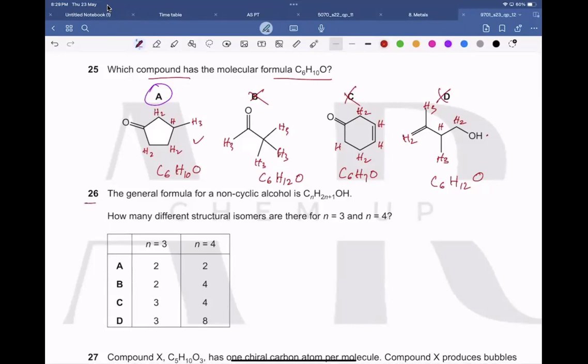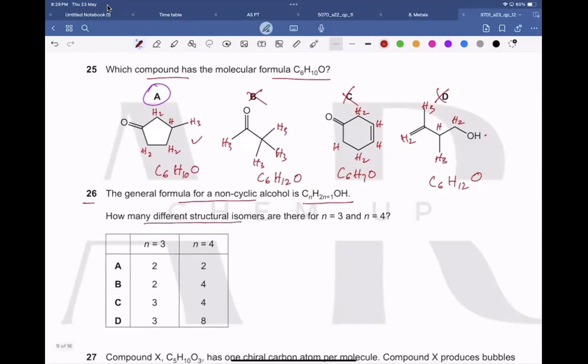Question number 26. The general formula of non-cyclic alcohol is CnH2n+1OH. How many different structural isomers are there if the value of n is 3 and the value of n is 4? Okay. So they are talking about only structural isomers and alcohols only. For 3 carbons, it's like this, and that is propan-1-ol, and then that is propan-2-ol. And if I switch to the left-hand side, it is again going to be propan-1-ol. So there are 2 possible structural isomers for this. So C and D go wrong.